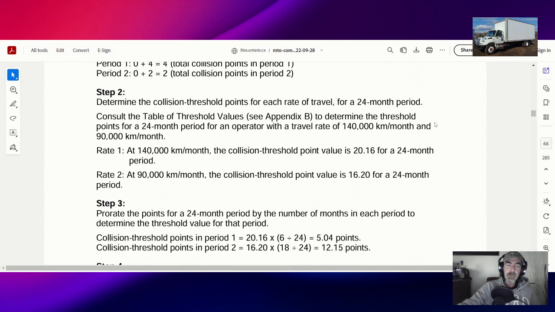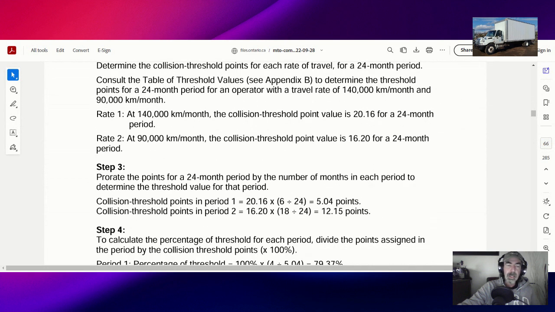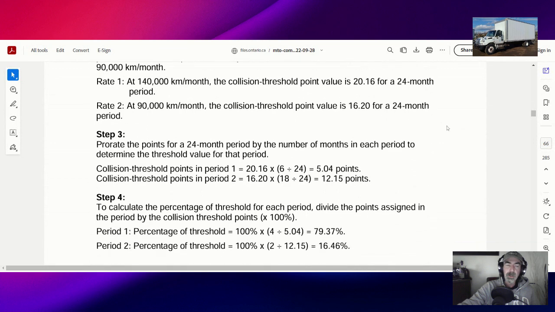Step 2, determine the collision threshold points for each rate of travel for a 24-month period. Consult the table of threshold values, see Appendix B, to determine the threshold points for a 24-month period for an operator with a travel rate of 140,000 kilometers per month and 90,000 kilometers per month. Rate 1, at 140,000 kilometers per month, the collision threshold point value is 20.16 for a 24-month period. Rate 2, at 90,000 kilometers per month, the collision threshold point value is 16.2 for a 24-month period.